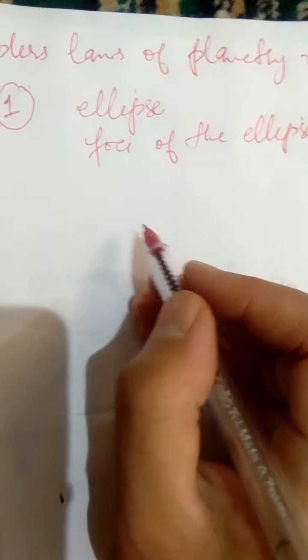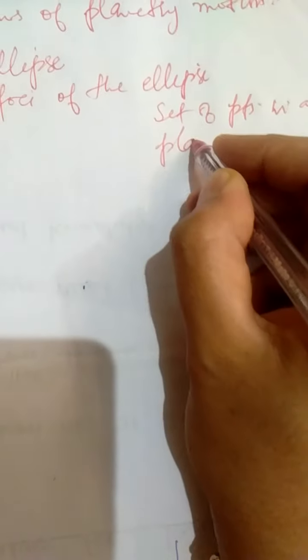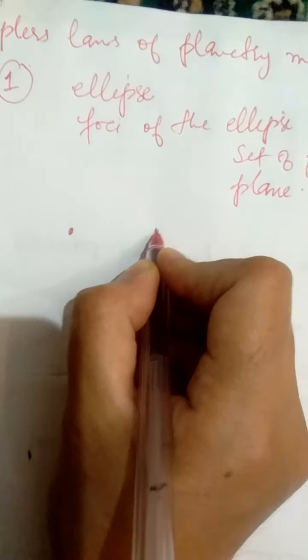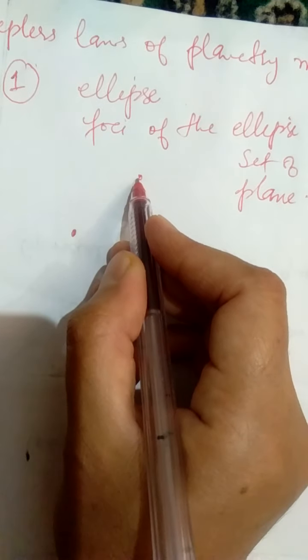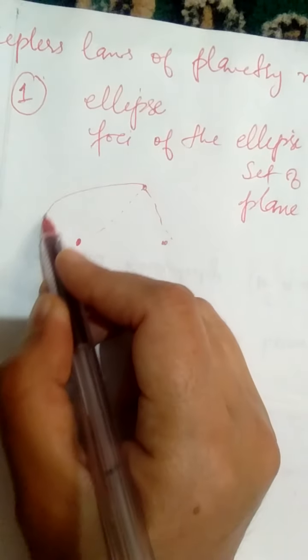So, how do you define an ellipse? We say that an ellipse is actually a set of points in a plane such that the sum of the distances of each point from two given points is constant. For example, if I choose 2 points and there is another point, the sum of the distances of this point from these two points is a constant. And then it draws a certain figure in the plane.